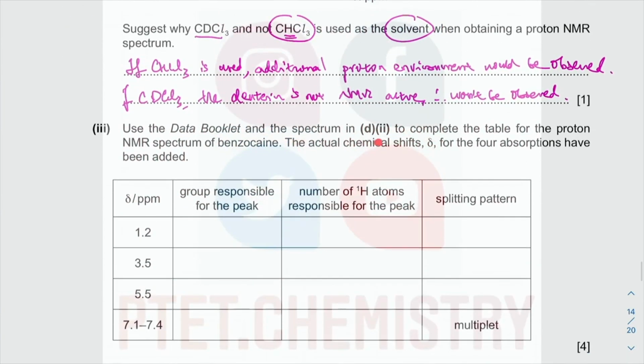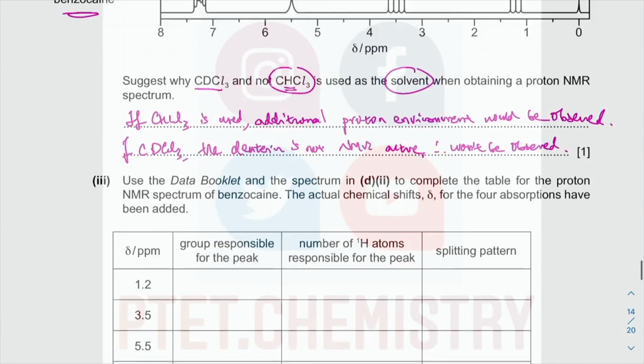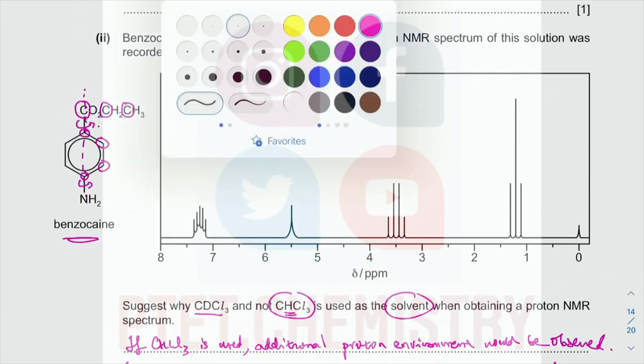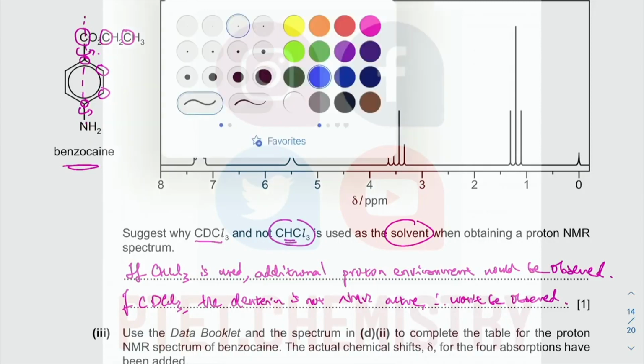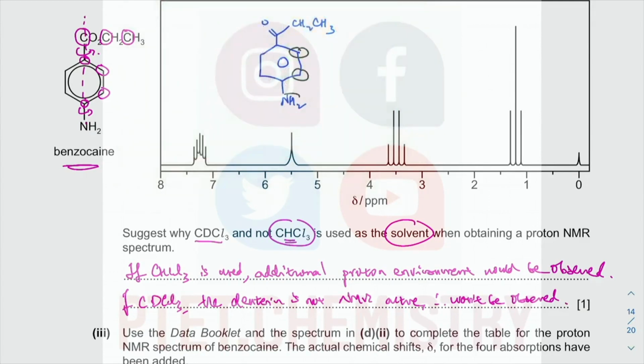And then use the data booklet and the spectrum to complete the table for the NMR spectrum, right? So you get 4 different proton environments. What are the 4 different proton environments? I think it's best if I redraw benzocaine. CO, CH2, CH3, okay? So there's NH2 there. First of all, there is a proton there. Maybe I use a different color. There's a proton there, there's a proton there, there's a proton there, and a proton there. So 1, 2, 3, 4, 5 proton environments that are different.